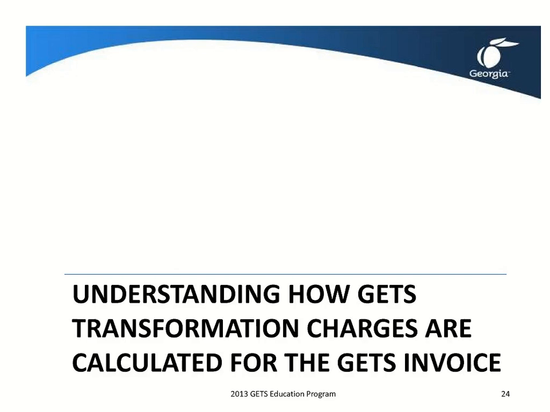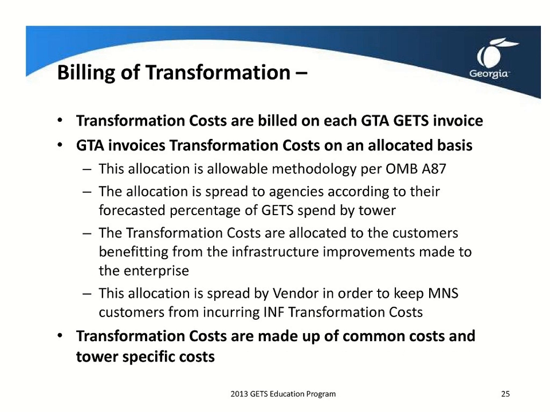And now we're going to talk about understanding how GETS transformation charges are calculated for the GETS invoice. So, the billing for transformation: we have transformation costs that are billed on each GTA GETS invoice. GTA invoices transformation costs on an allocated basis. This allocation is an allowable methodology per OMB A87. OMB A87 is a federal guideline that is further defined in this presentation's glossary.